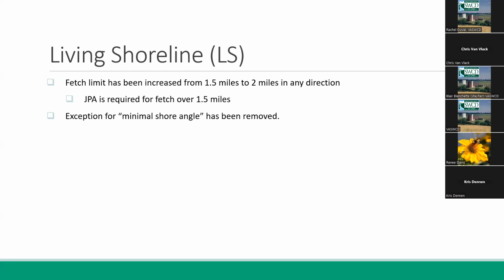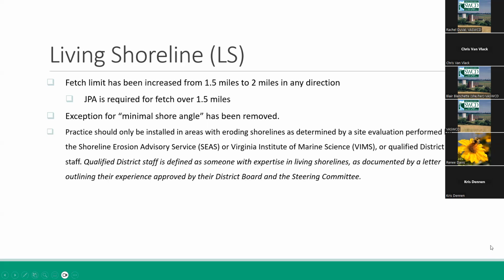We used to have an exception for minimum shore angle, meaning if the longest fetch is a very small percentage of impact on that practice, there was the opportunity for discussion with the steering committee. It was very difficult to parse out what was appropriate. So we've removed that exception. It is 2 miles in any direction. And that is the primary stipulation for living shorelines.